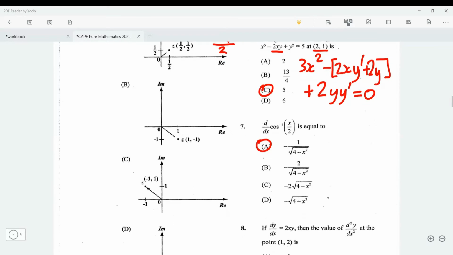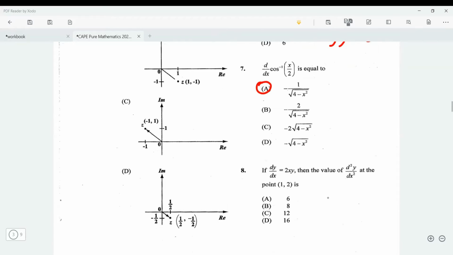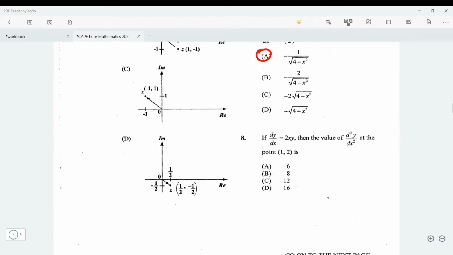Nice. Question 8. If dy by dx is 2xy, then d2y by dx squared is... So dy by dx is 2xy. To find d2y by dx squared, I'm just going to call it y double prime. We need to differentiate twice. Keep the first, which is 2x, times the derivative of the second, y prime, plus keep the second, which is y, times the derivative of the first. When we differentiate 2x, we get 2. So this is the second derivative. Now at the point 1, 2, remember y prime is 2xy.